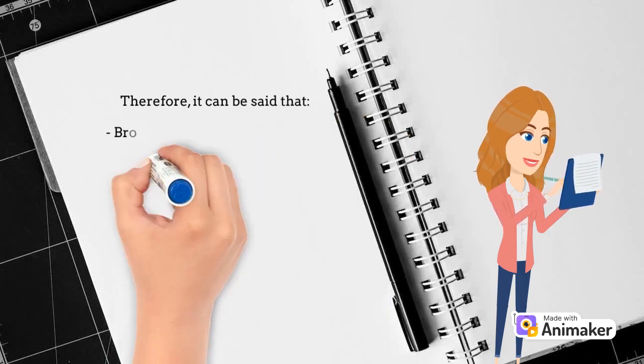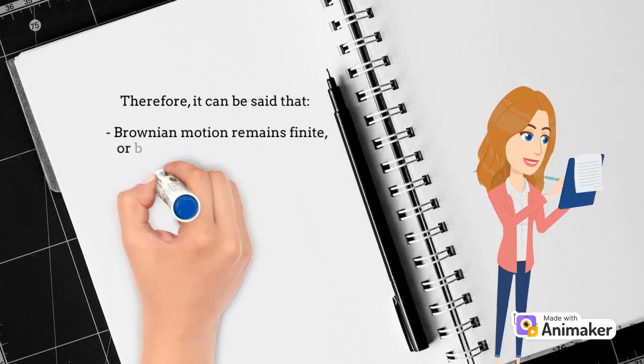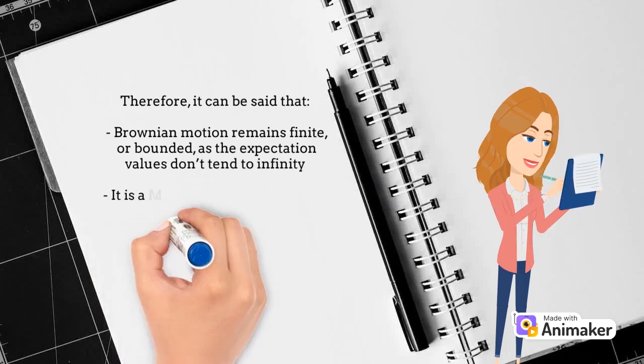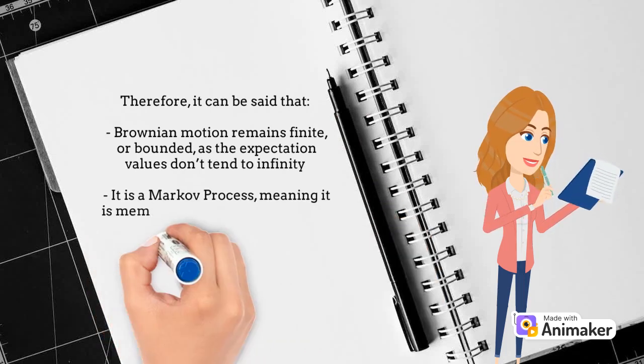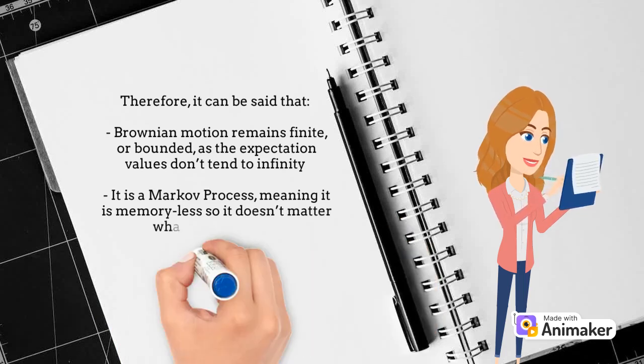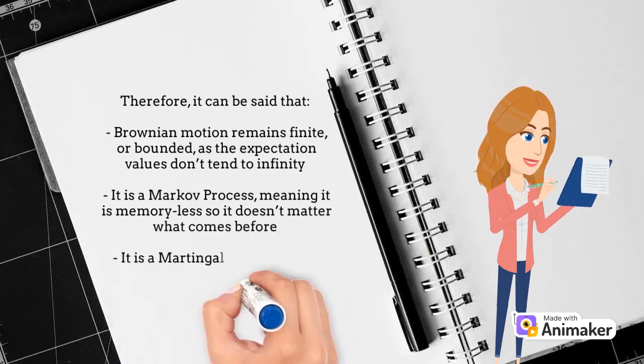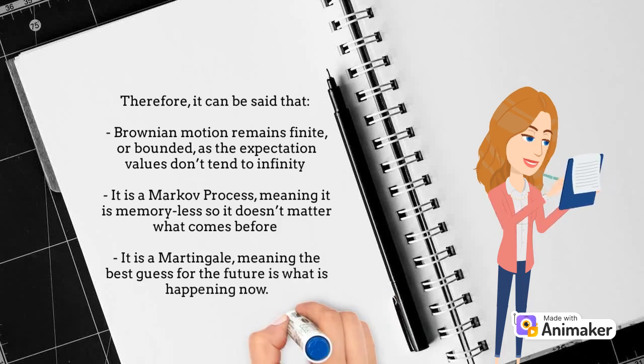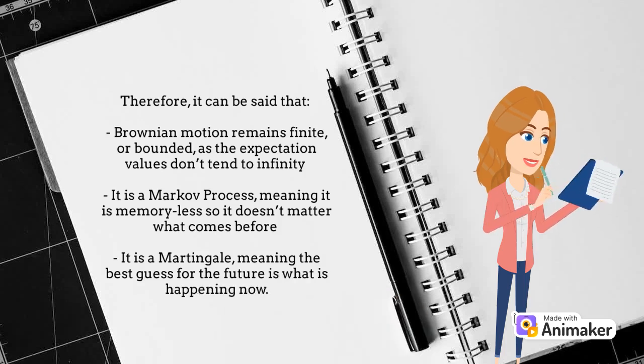It can therefore be said that Brownian motion remains finite, or bounded, as the expectation values don't tend to infinity. Brownian motion is a Markov process, meaning it is memoryless, so it doesn't matter what comes before. And Brownian motion is a martingale, which means the best guess for the future is what is happening now. We will explore this in further detail now.